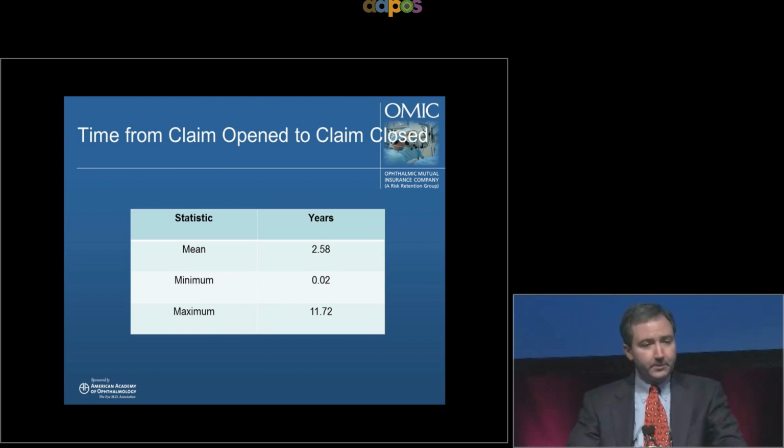And then here's the time from when the claim is open to when it's closed. And I think here again is some useful information to keep in mind if you have the misfortune to have a claim filed, as many of us will. The time from open to closed is 2.58 years. So you can't say relax, but you can at least know it's going to be a process working through this. The minimum, again, there were some cases that were dismissed almost immediately after they were filed, and they unfortunately can go on as long as 11 years, almost 12 years.